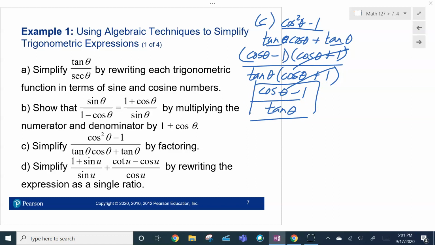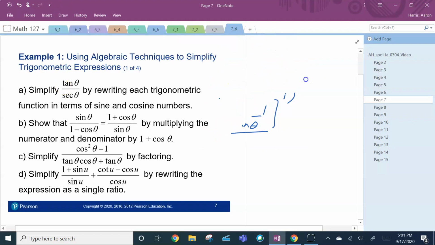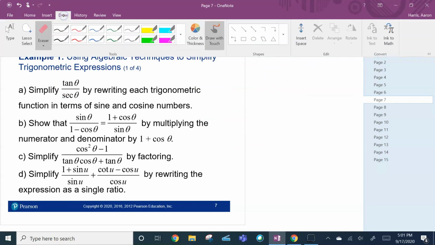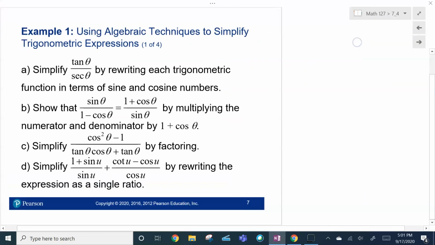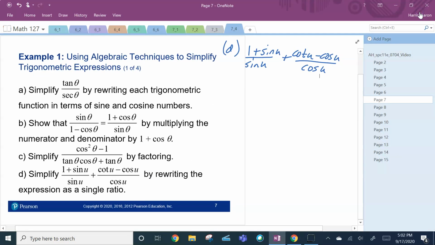D. You know what, let me give myself some more room again. Alright, we have 1 plus sine of u over sine u plus cotangent u minus cosine u, whole over cosine u. And it says simplify by rewriting the expression as a single ratio. Well, you guys know if you're adding like 1/2 and 1/3 together, you got to get a common denominator, right? So we're going to do that same thing here. We're going to get a common denominator.